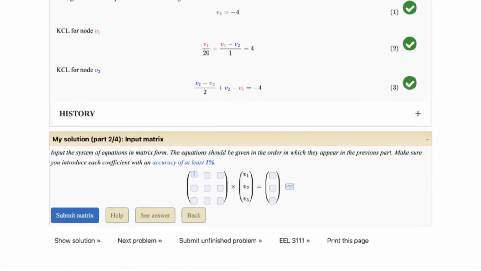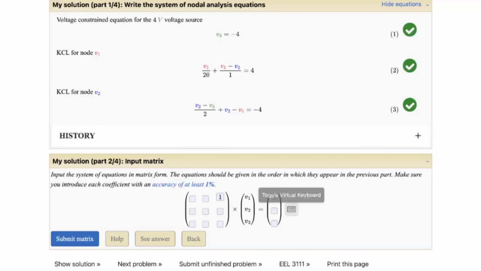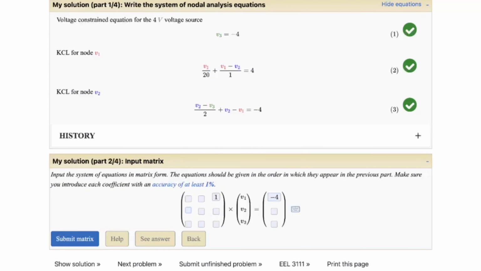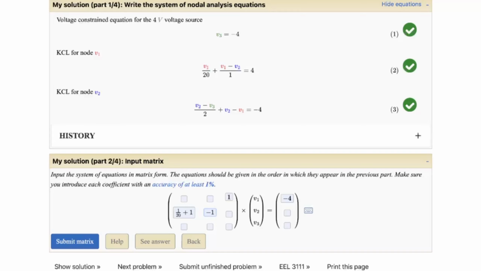Sweet. Now for the first equation, we have V3 equals negative 4. So the coefficient for V3 is 1 equals negative 4. Second equation, we have combination of the potentials V1 and V2. So let's get all the V1s together. We have the coefficient for V1 is going to be some special stuff. We have 1 over 20 to start, and then we're going to add 1. For V2, we just have negative 1. V3 is not mentioned, but it all equals 4.